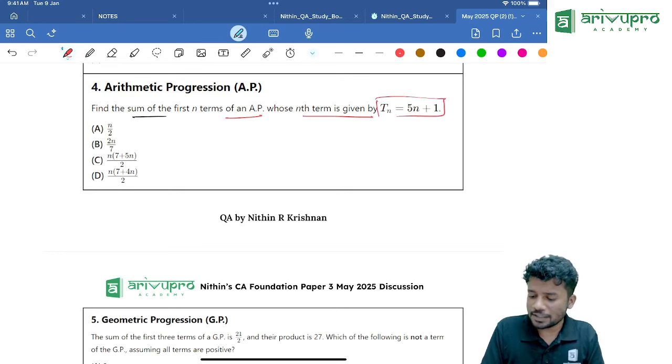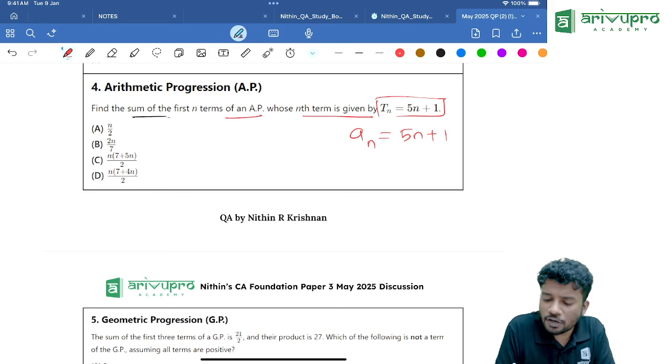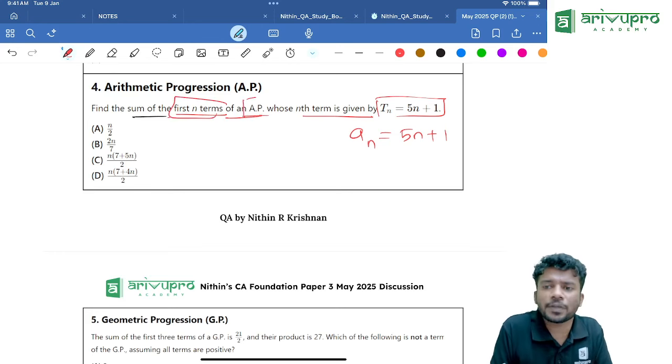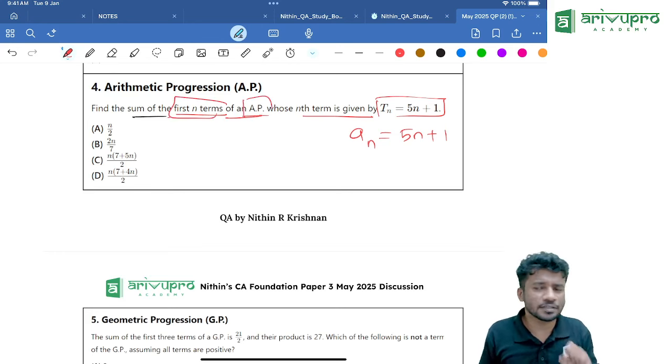So Tn is nothing but our An. That means the nth term is 5n plus 1. We need to find the sum of first n terms of the AP. How to do this? Any ideas? Simple ideas. Give me some suggestions. Do you know one thing?